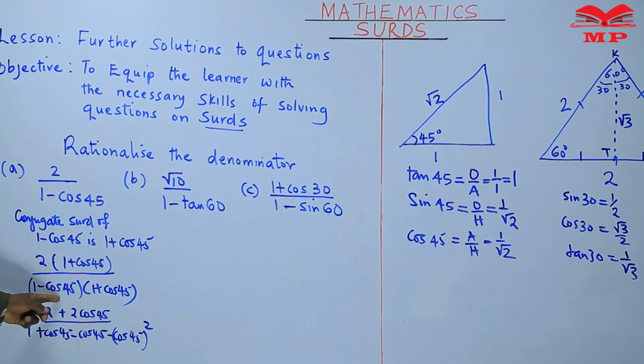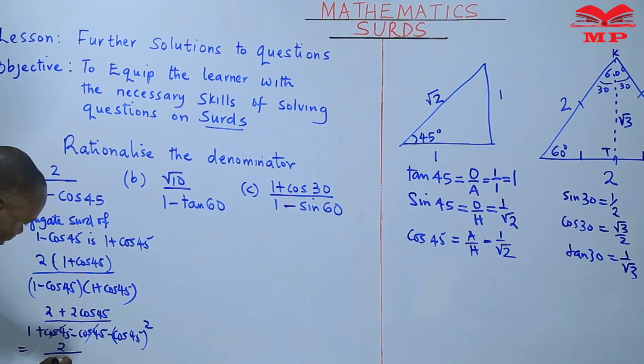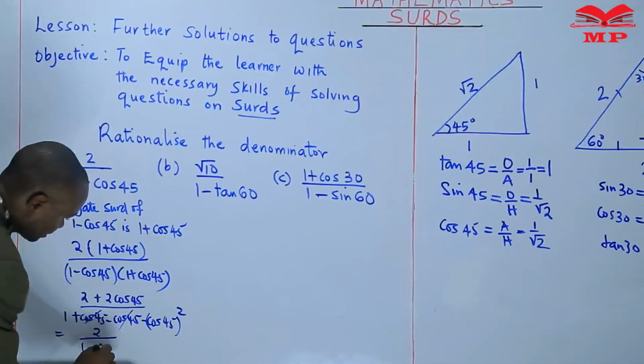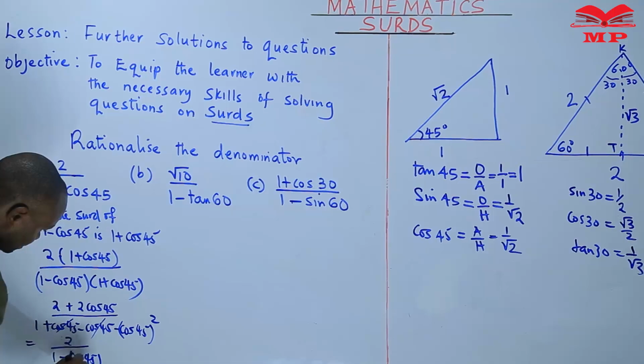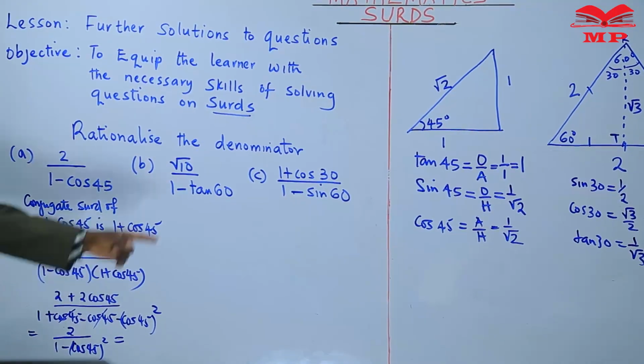Because we have cosine 45 times cosine 45. Minus times positive will give minus. So when you come there, you'll have 2 over, this will cancel with this. Is that correct? This cancels with that. Cosine 45 minus cosine 45. So you'll remain with 2 over 1 minus cosine 45 squared. That's why you'll come there.